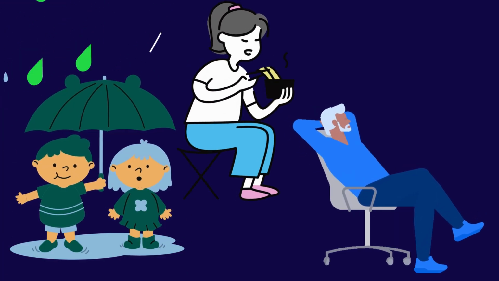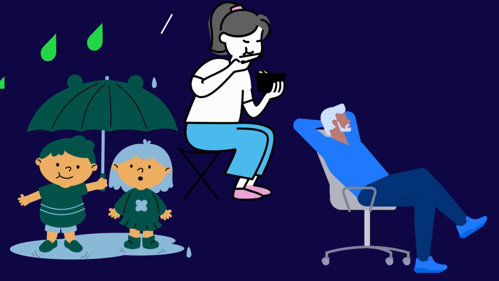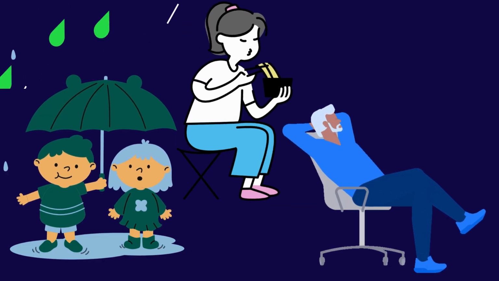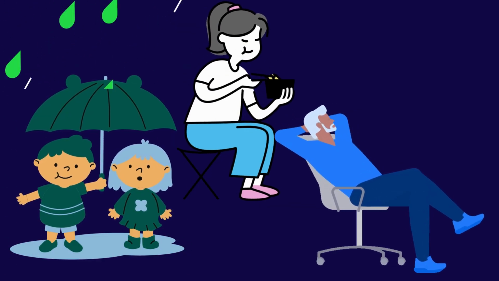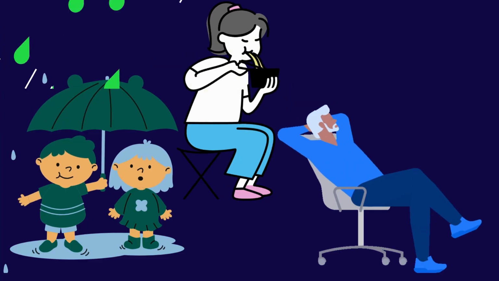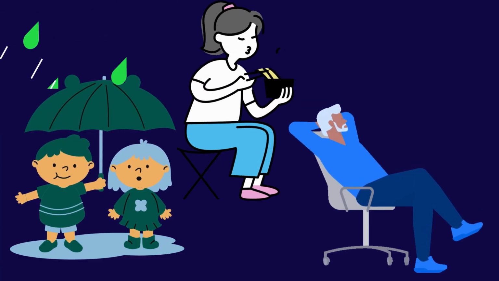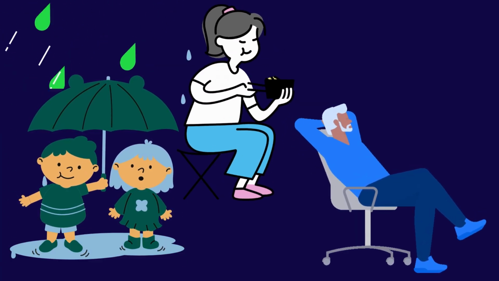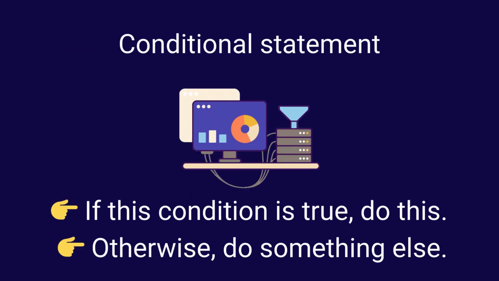They depend on conditions. In programming too, we want our code to behave intelligently. We want it to decide what to do based on a situation. And for that, Python gives us something called conditional statements. So what are conditional statements?